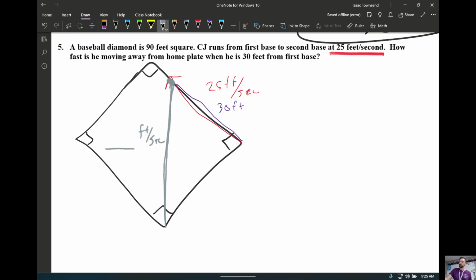Okay, when he's 30 feet from base. You don't have to do this, but notice how I underline stuff. That kind of helps me remember what I've considered and what I've not considered. So, all right, there's our picture. Now that we've got a picture, we've got a good idea of what our shape should be.